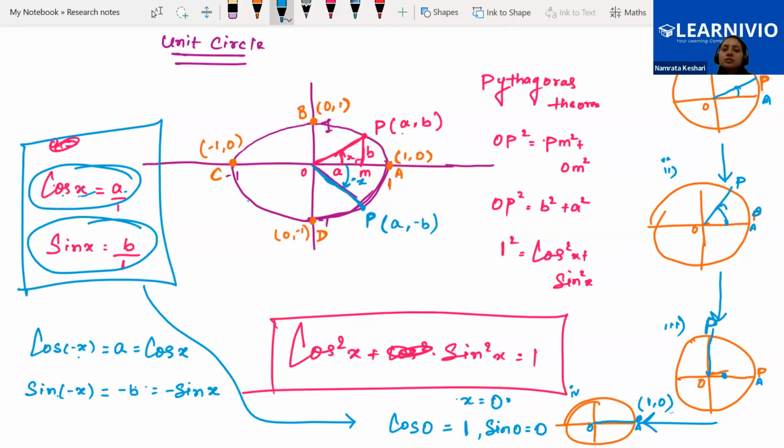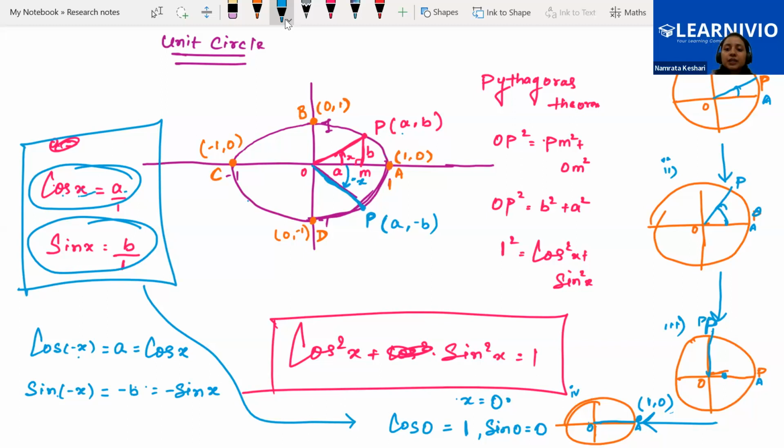Yes or no? Can you see it, Ali and Alina? Yes. From 0, the angle became pi by 2. Now we will be saying cos pi by 2 is what and sin pi by 2 is what. What is the coordinate at this point?